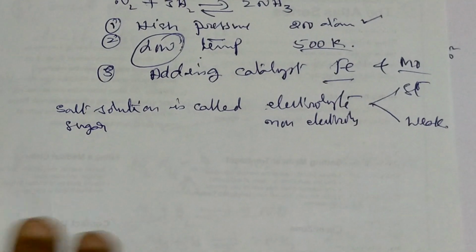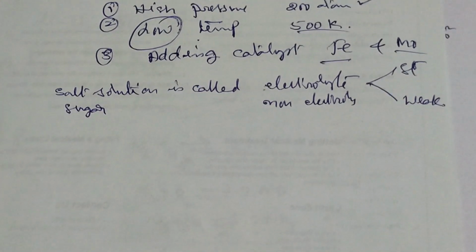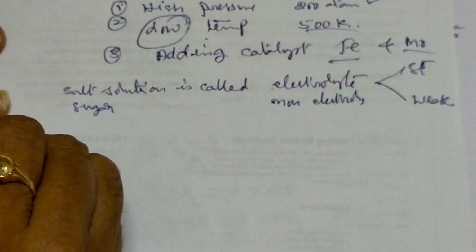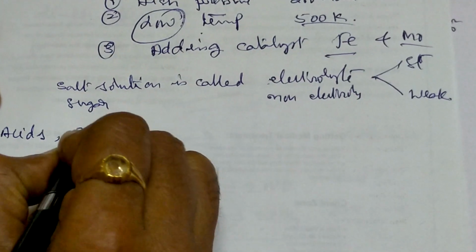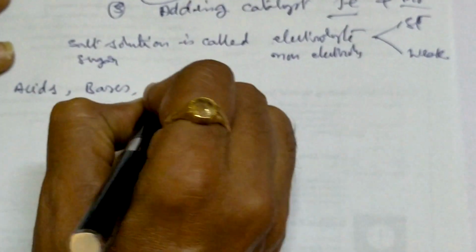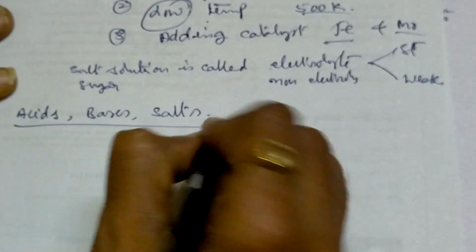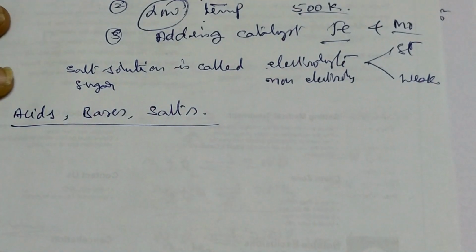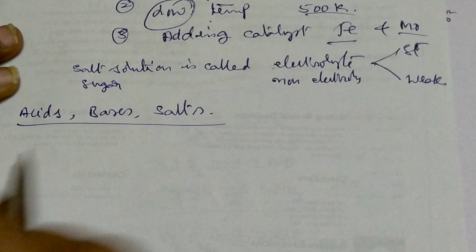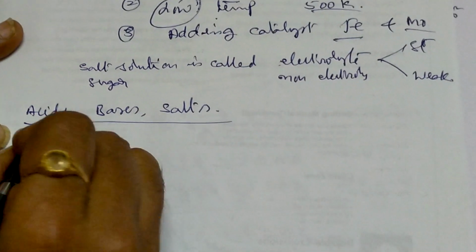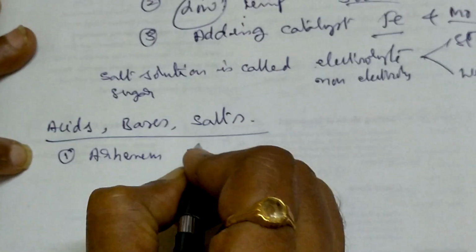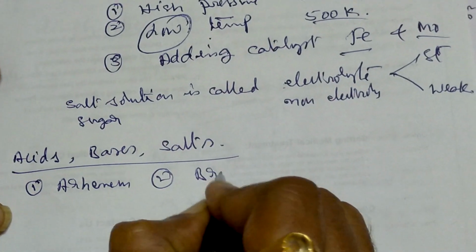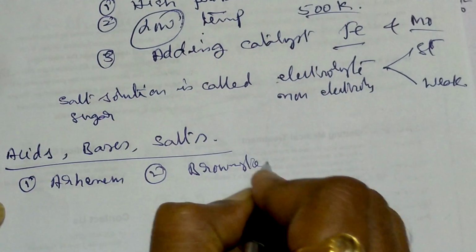To check these things, first we have to go through acids, bases, salts. In general there are so many definitions, where there are three theories. First fellow is Arrhenius. Second fellow is Bronsted, Lowry.